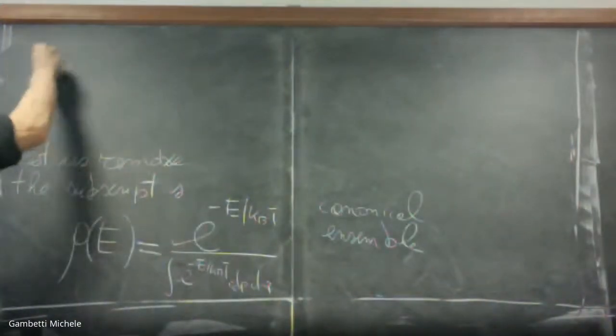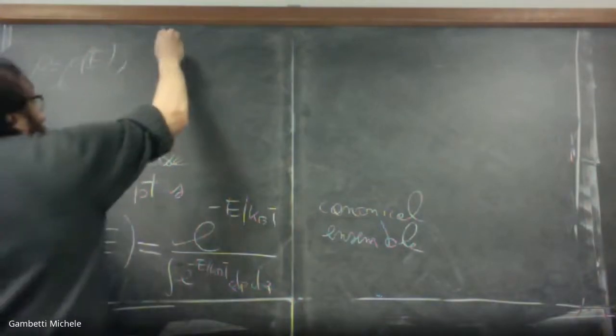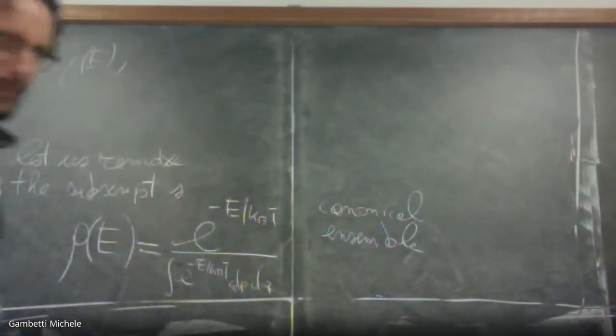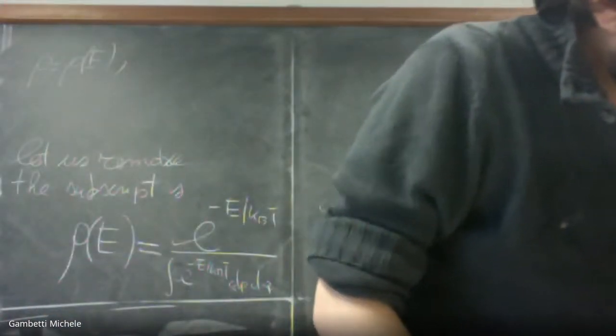Still, since rho is a function of the energy, the Poisson bracket, now I don't remember which kind of bracket I used for Poisson. Which one did I use?